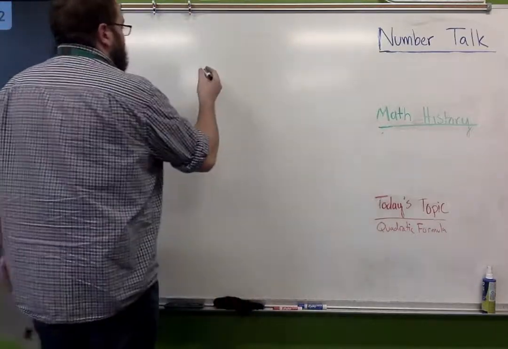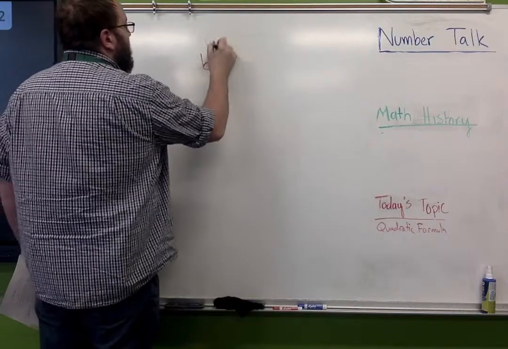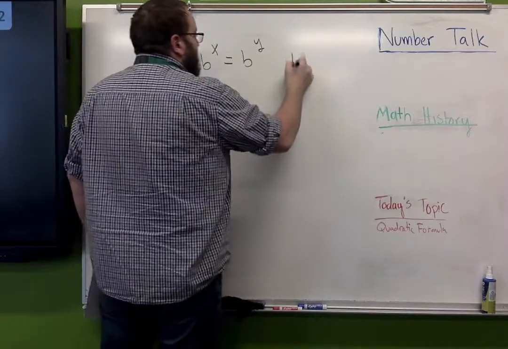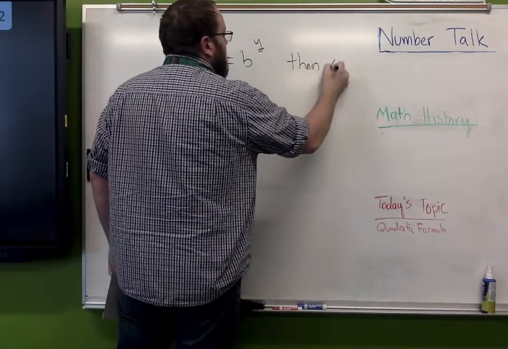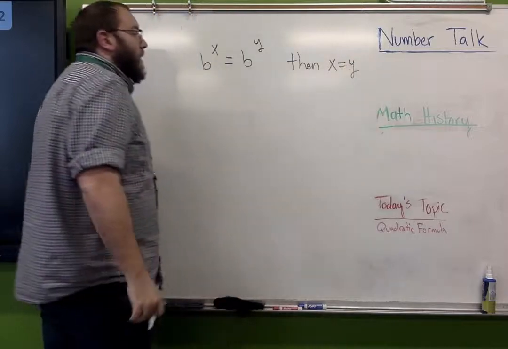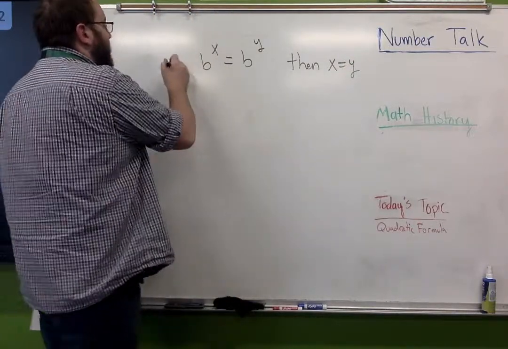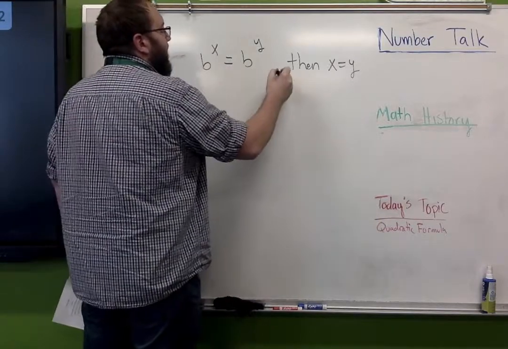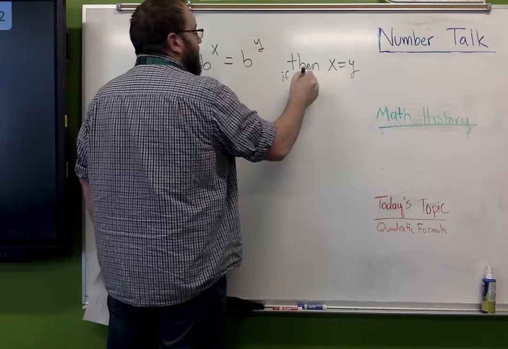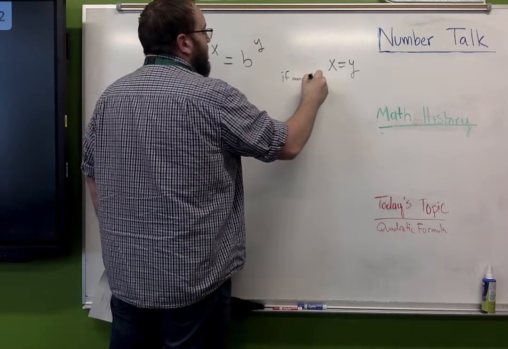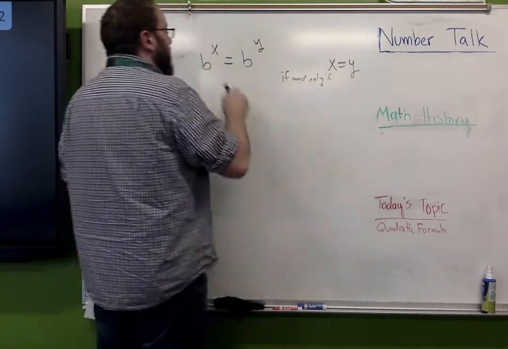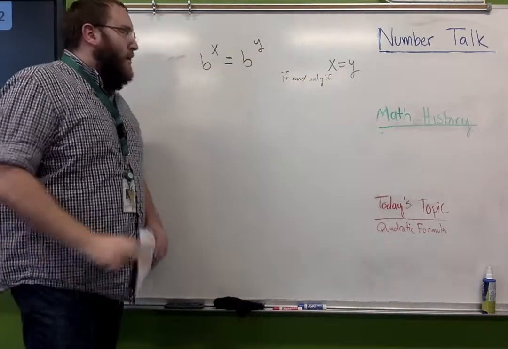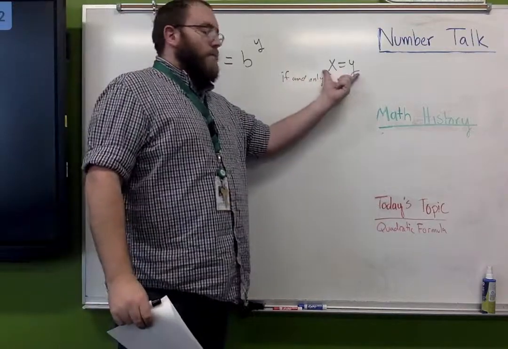Essentially what it says is with an exponent, if b to the x is equal to b to the y, then x has to equal y. The formal statement is b to the x equals b to the y if and only if x equals y. So this is only true if this is true.